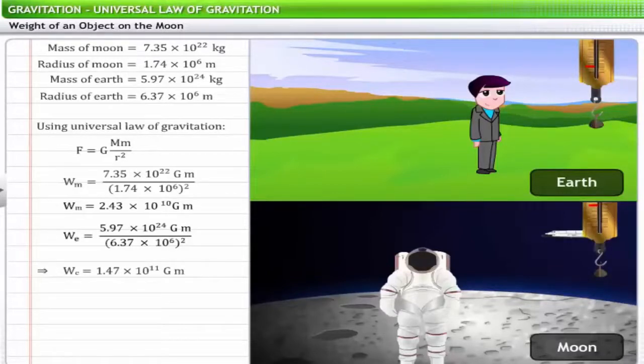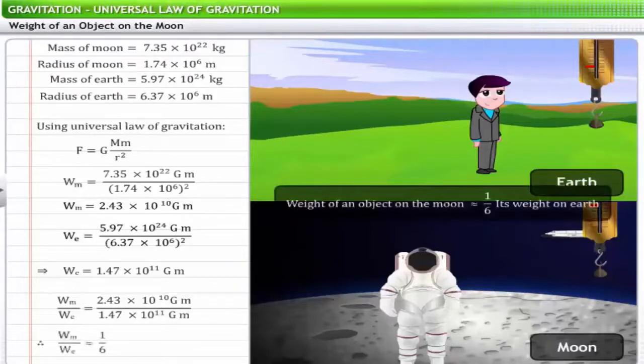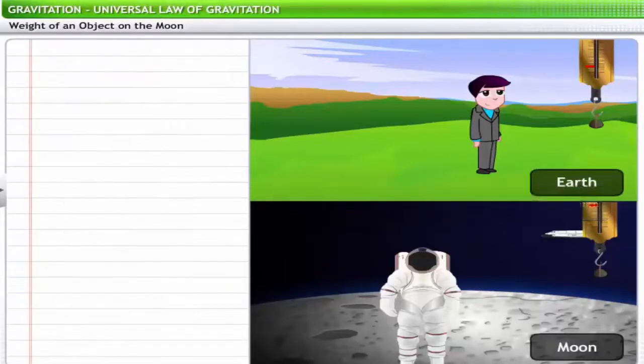By comparing these results, we can determine the relationship between the weight of an object on the Earth and the Moon. Thus, the weight of an object on the Moon would be approximately 1/6 of its weight on Earth. For example, if the cosmonaut weighs 600 Newton on Earth, he would weigh approximately 100 Newton when he lands on the Moon.